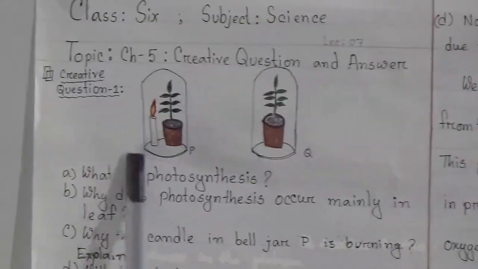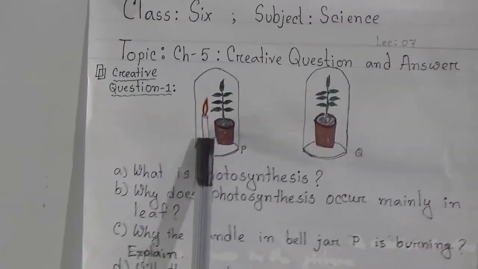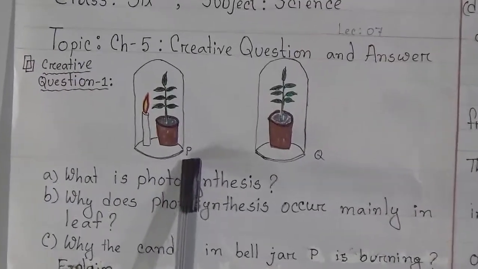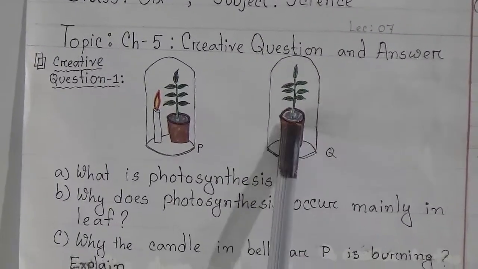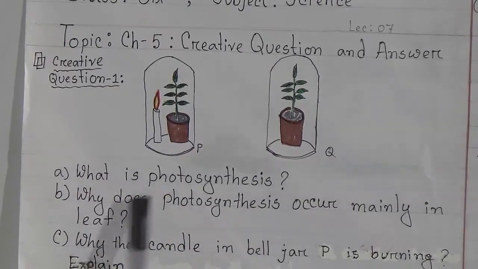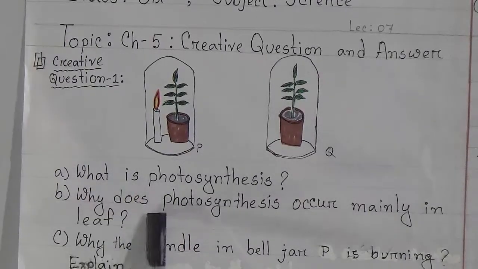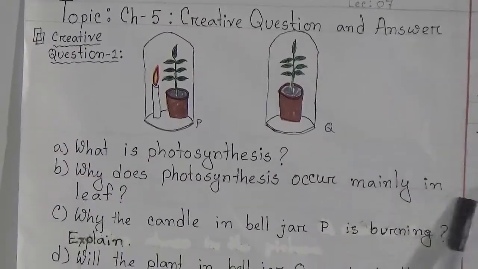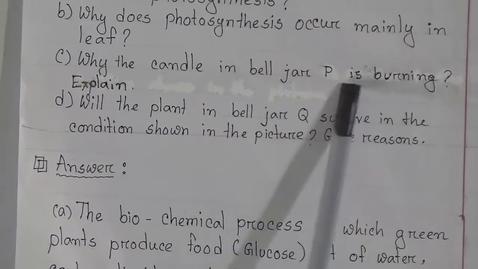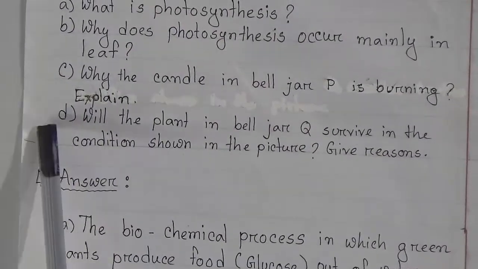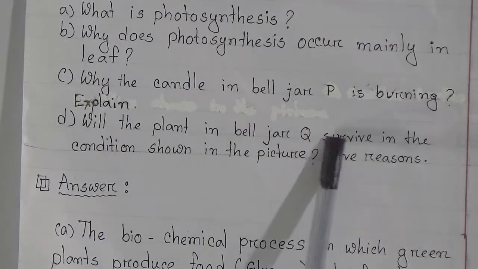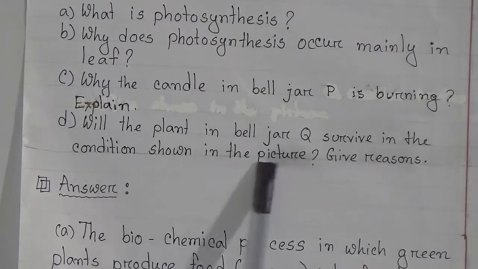This is the stem, this is the picture, this is the bell jar, here is a plant and there is a candle, and this is indicated with P, and another bell jar with a plant, it is indicated with Q. Our first question is, what is photosynthesis? Our second question is, why does photosynthesis occur mainly in leaf? Our third question is, why is the candle in bell jar P burning? Explain. Our fourth question is, will the plant in bell jar Q survive in the condition shown in the picture?